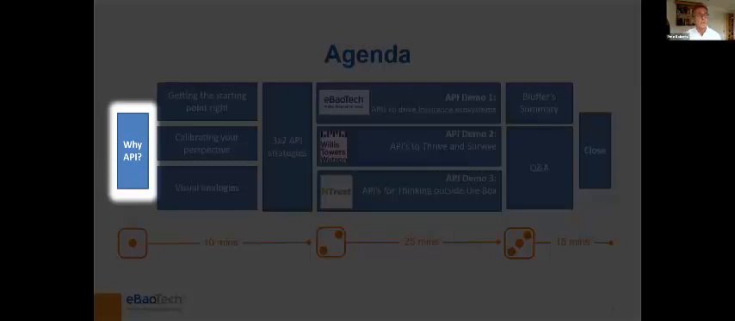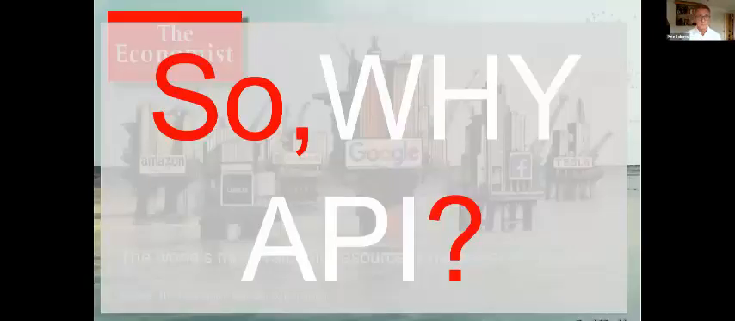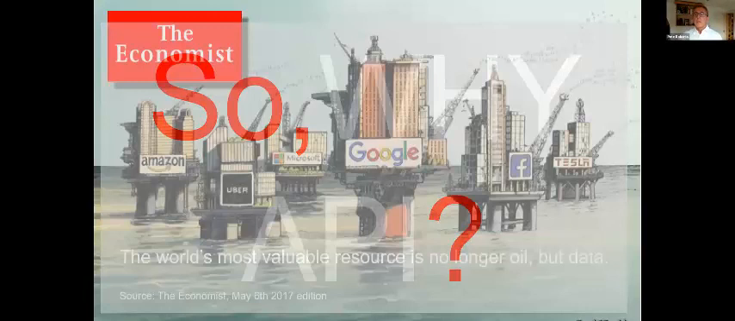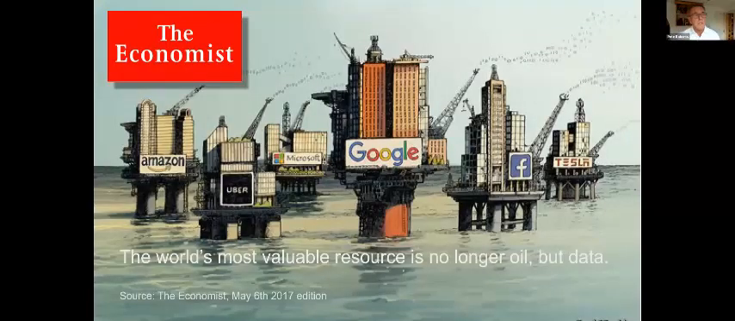So let's start. Why API? As The Economist says in this slide, data is the new oil. And if that's the case, that makes APIs one of the most significant developments of the 21st century. And that's why we hope this is an interesting talk for you. Why? Because the data is no use to anybody unless it's connected to other systems. That's what APIs do. They connect systems together.